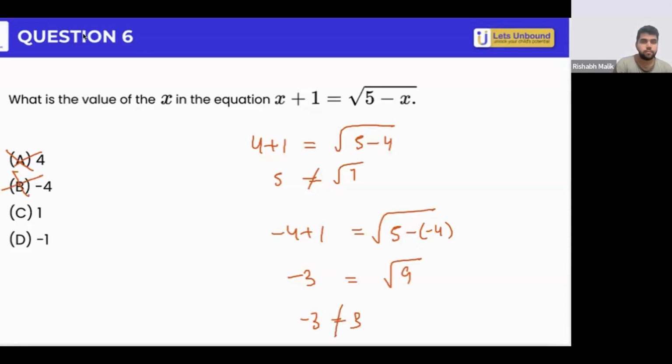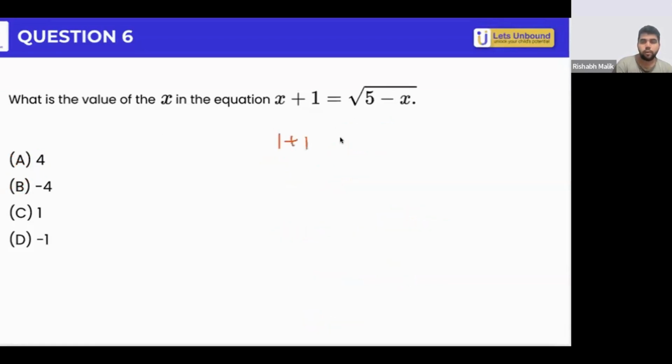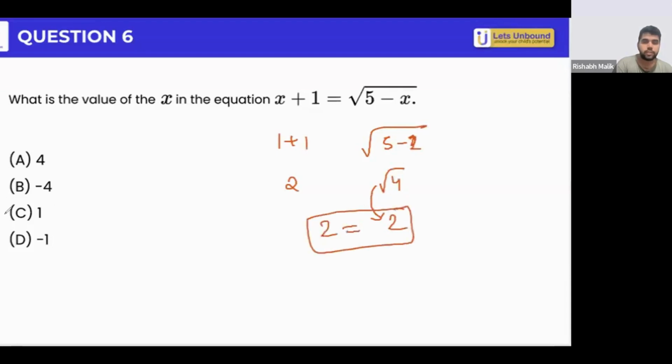Next, option C, 1. Let's plug in that. 1 plus 1 is 2. When I take a root of 5 minus 1, that's when the positive radical gives us a positive answer. 2 equals 2. This one's matching. So C is the answer. That is how options are applicable. We never use squaring on both sides.